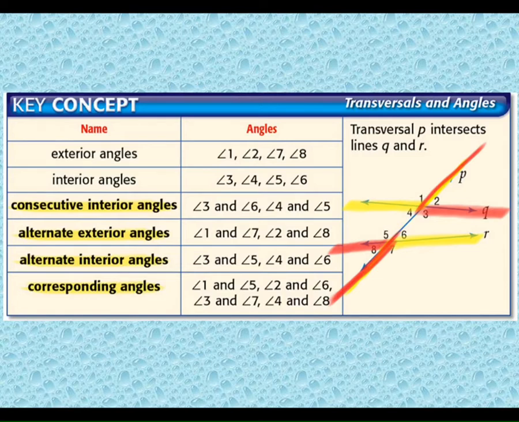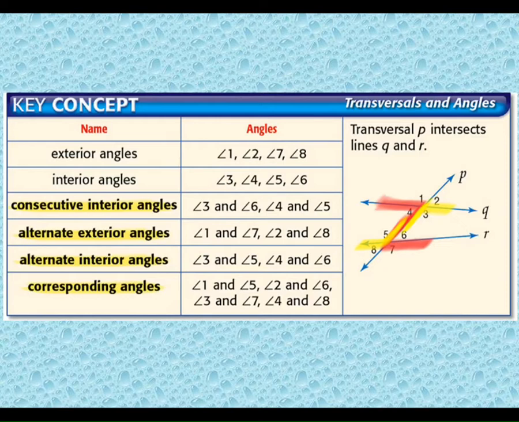Then we have alternate interior. Alternate again, opposite sides of the transversal on the interior. So what would be the alternate interior of angle 4? Angle 6, right? They're both interior angles on opposite sides of that transversal. And then we have angle 3. Its alternate interior would be angle 5. Alternate interior, alternate sides of the transversal, interior angles.